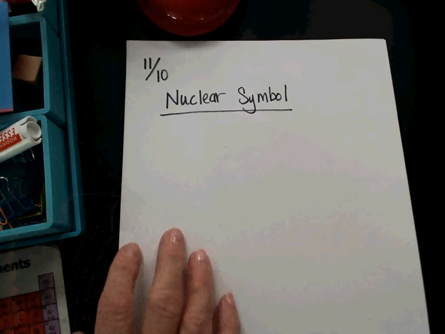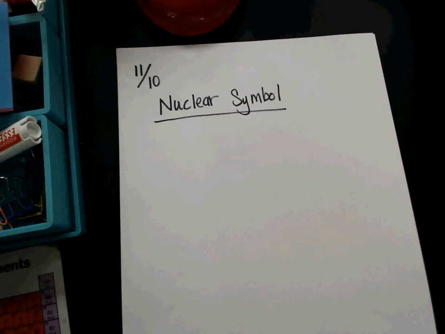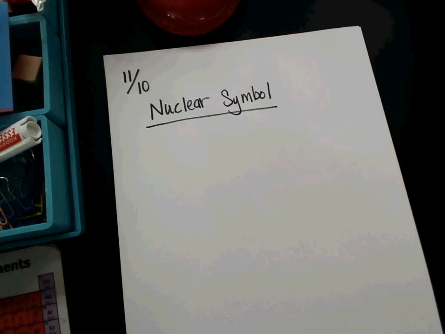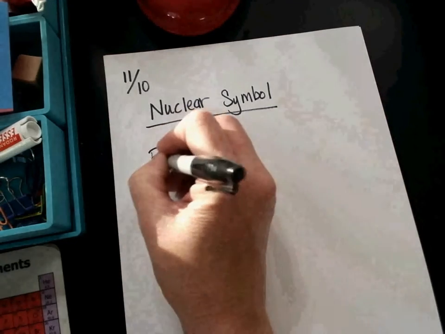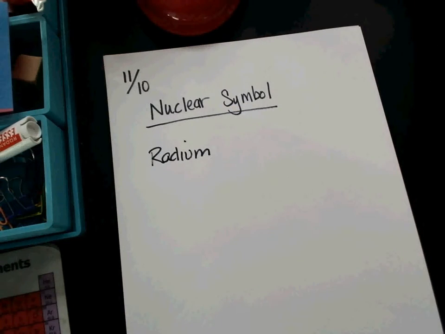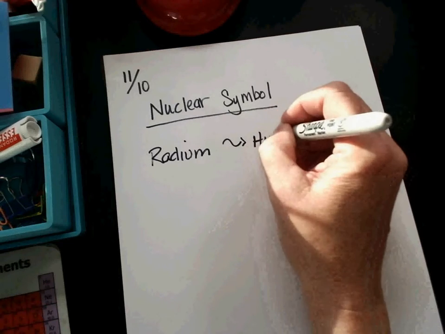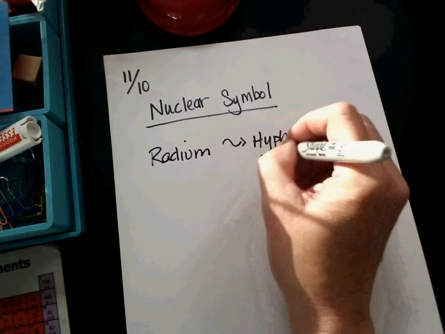Okay, so yesterday we stopped with hyphen notation. Here's what I want you to do. I want you to take your periodic table and find radium. Find radium, write it in hyphen notation before we start with nuclear symbol. So find radium, write it in hyphen notation.